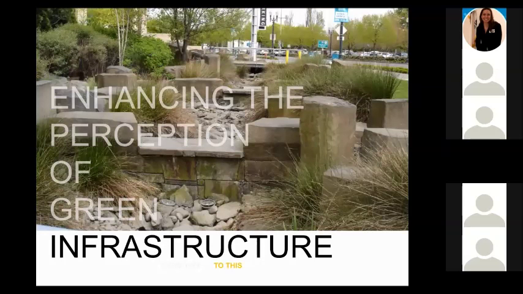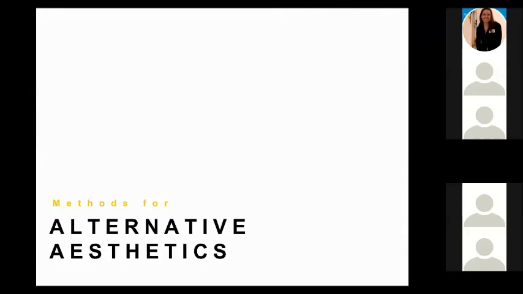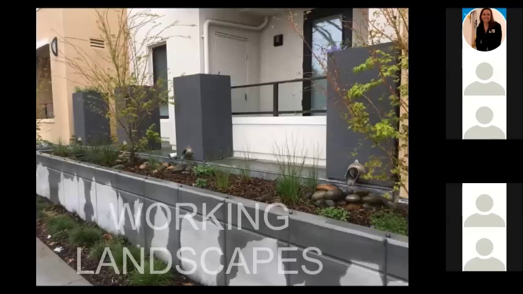How do we make water that is considered a flooding concern into something that is a sculptural element that, again, when it rains, we want to see this landscape in its peak performance, but when it's not raining, it also serves a very strong aesthetic interactive space. So some of the methods for alternative aesthetics, if you will, is looking at a landscape from a working perspective. So its aesthetics is a part of making it a successful working landscape.